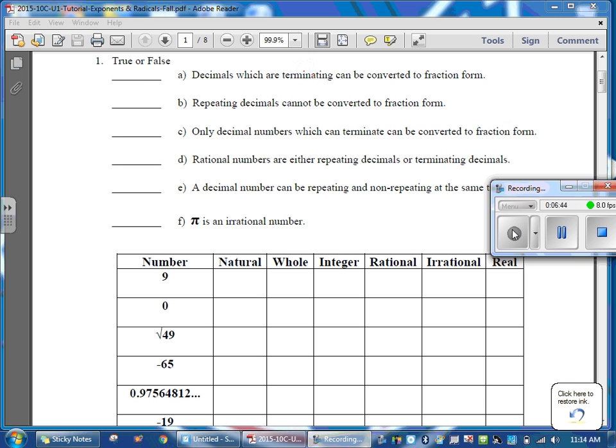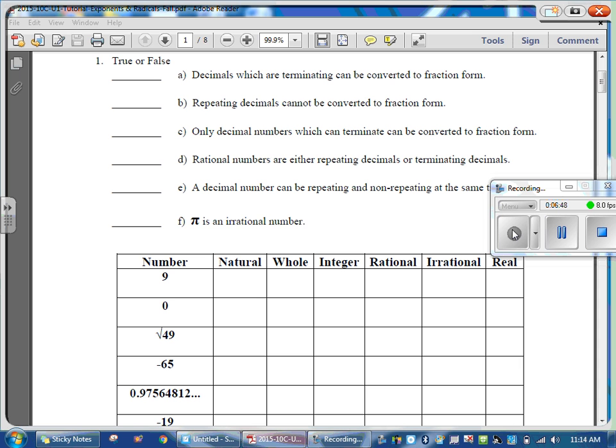Repeating decimals cannot be converted into fraction form. That is false. So the first one's true, that is false. Repeating decimals definitely can be put into fraction form. And it's like this. If I've got 0.3 repeating, what I do is I take that 3 and I see what place value it's in. This guy is in the 10th place. So I put a 10 underneath.